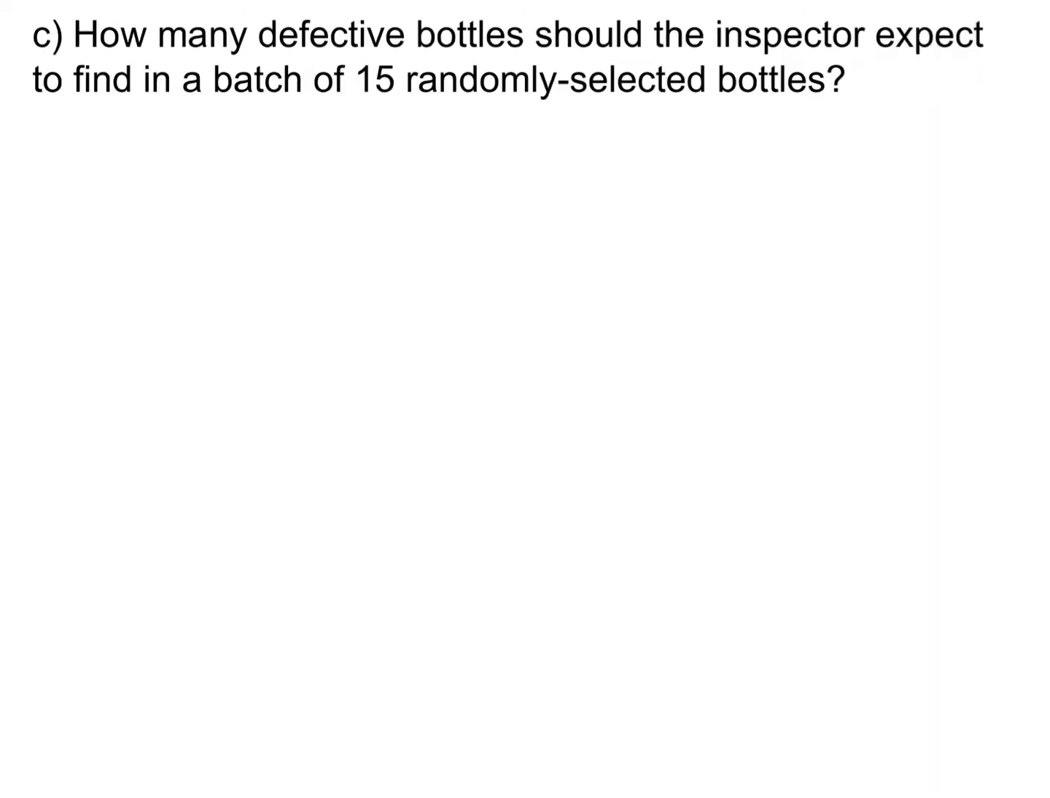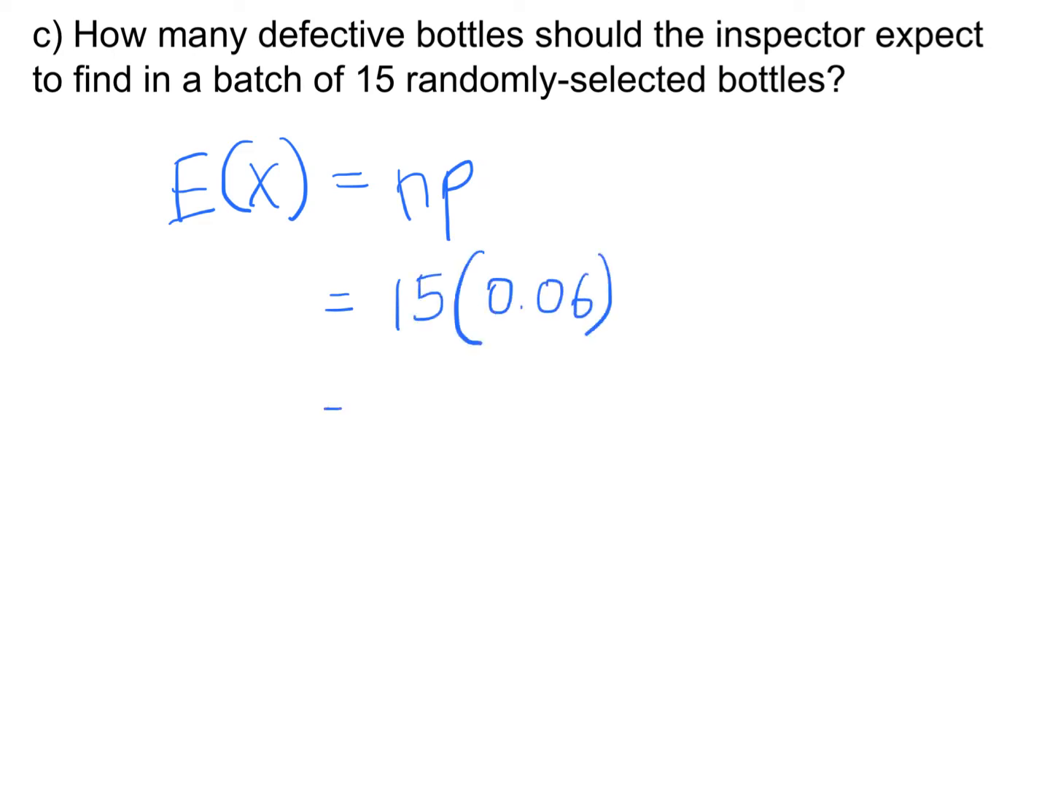Now finally, how many defective bottles should the inspector expect to find in a batch of 15 randomly selected bottles? Well, that's just the expectation, and the expectation is n times p, so that's 15 trials times 0.06. So that's 0.9 bottles. So on average, they'll find less than 1 bottle.